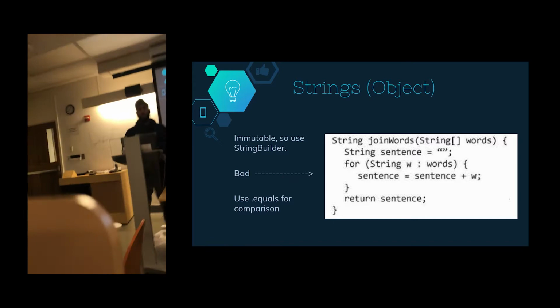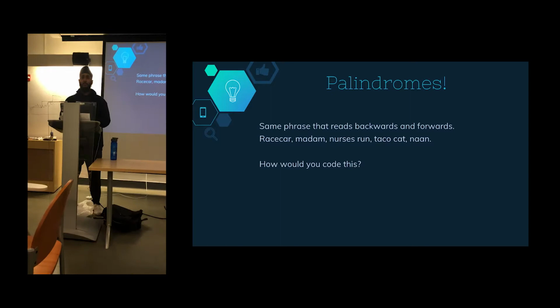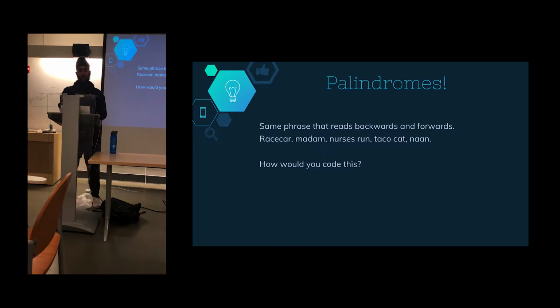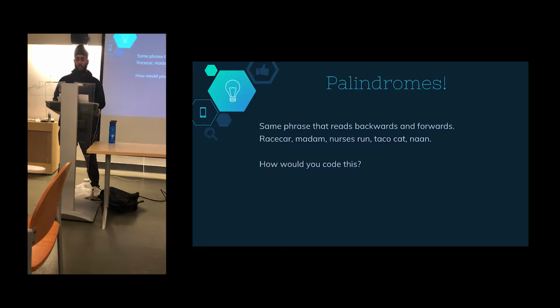So one common string problem is palindromes. Everyone should probably know what a palindrome is. If you don't, here are some examples. The basic definition of a palindrome is a phrase that reads the same backwards and forwards. So one of my favorite palindromes is race car, right? And then Madam, Nurses Run, and Taco Cat, as well as all you Tundra fans out there, Nonna. These are all good palindromes.